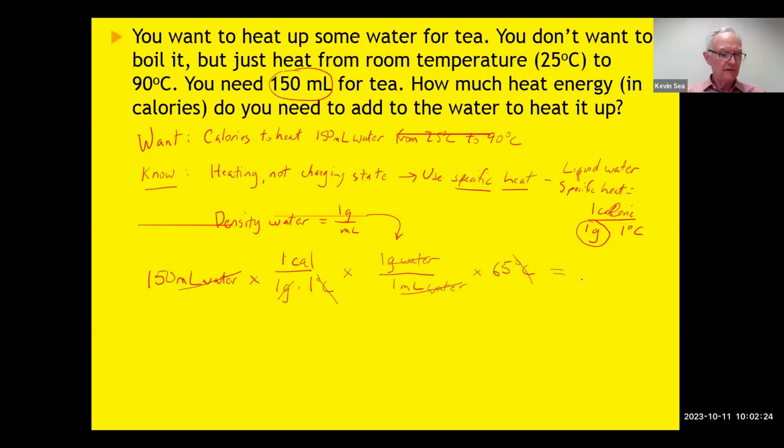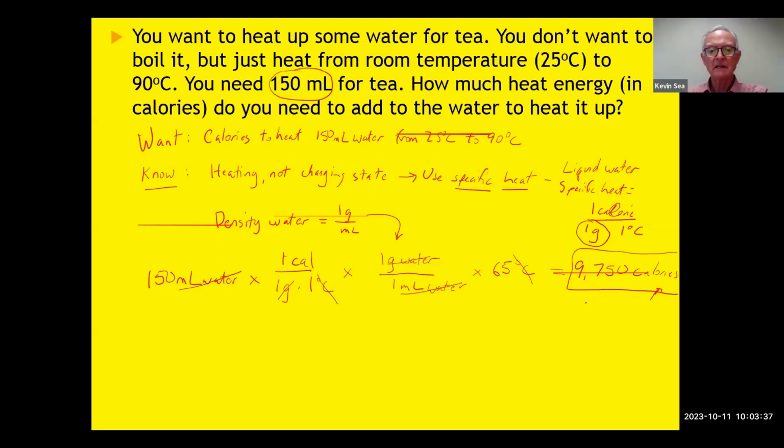So 150 milliliters times 65. My math here says that is 9,750 cal. If anyone does the math and gets a different number, let me know. What we wanted was the calories, and we have an answer in calories, so that's good. Does the math look reasonable? It's going to be 1 calorie for every degree C. We're heating up 150 grams of water, or 150 mils, by 65 degrees C. So yeah, 9,750 calories looks reasonable.